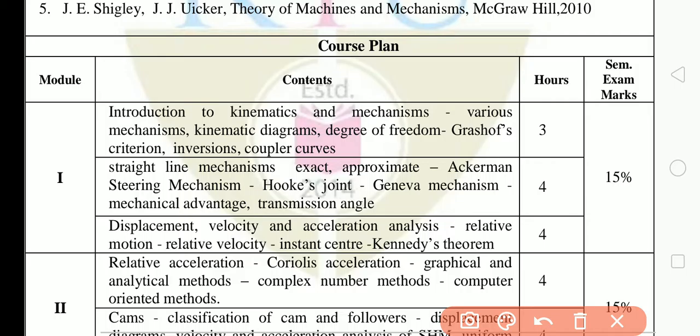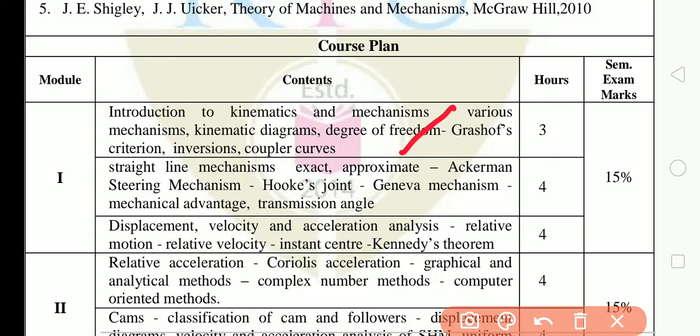The first part comes under introduction to kinetics and mechanisms, then various mechanisms, kinematic diagrams, degrees of freedom, Grashof's criterion, inversions and Kepler curves. That is the basics. From the basics we will start with what the different types of mechanisms are, or how mechanisms are made. That is given in the first part.